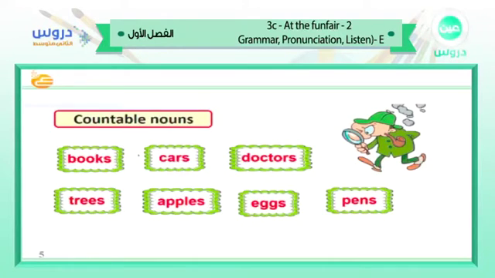Countable nouns. Listen carefully. Countable nouns are things that we can count. Countable means we can count it: 1, 2, 3, 4, okay? Books, cars, doctors are some examples. Trees, apples, eggs, and pens. These are countable nouns, nouns that we can count.